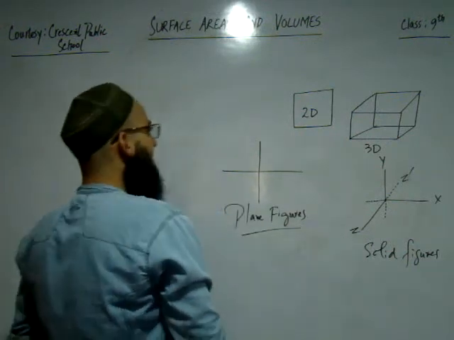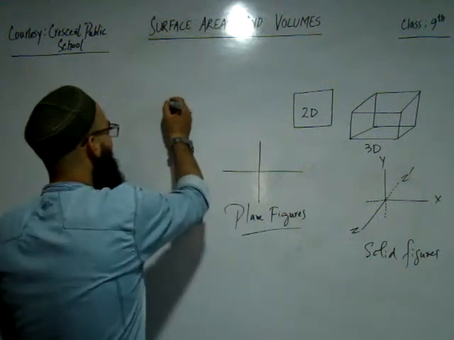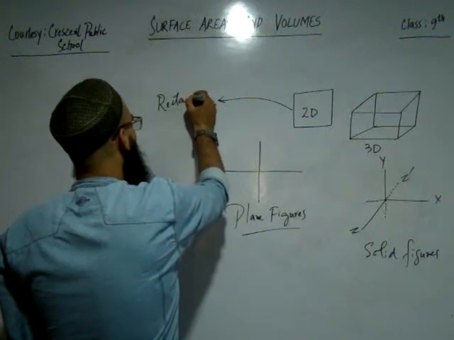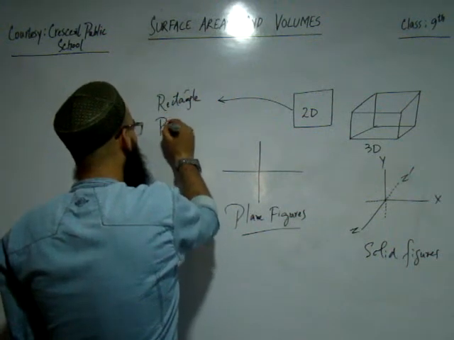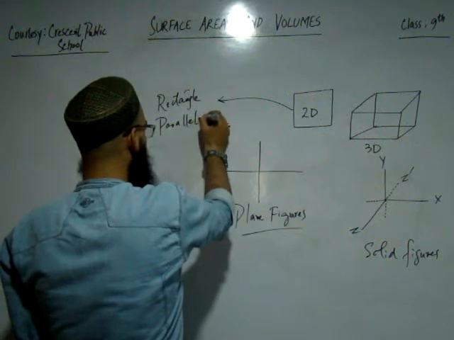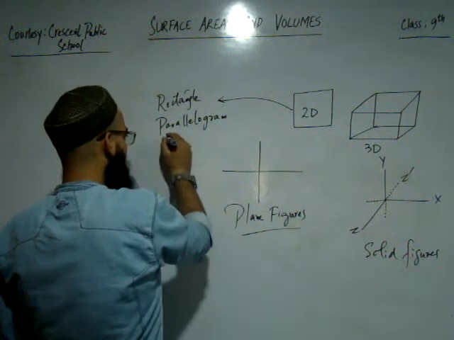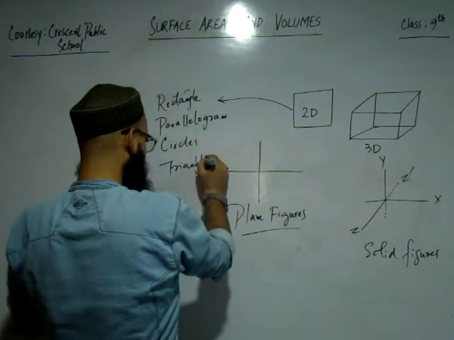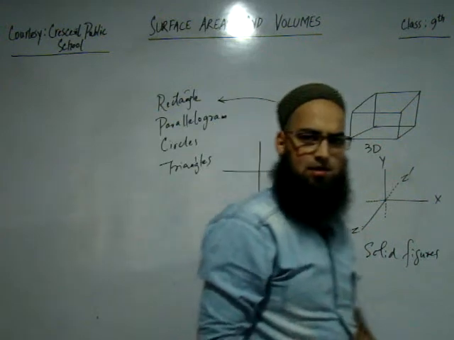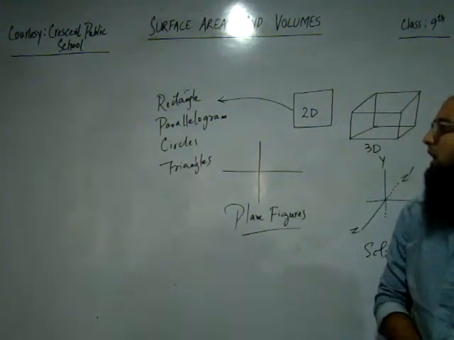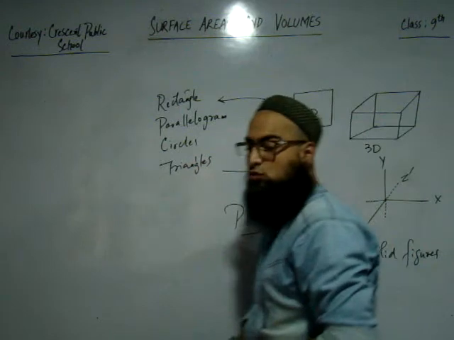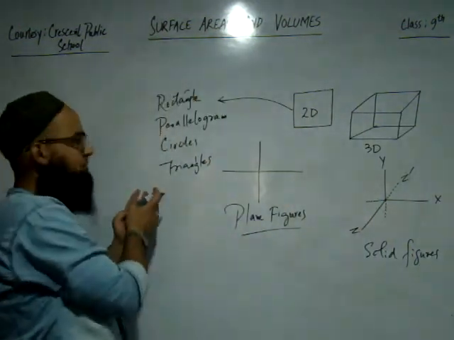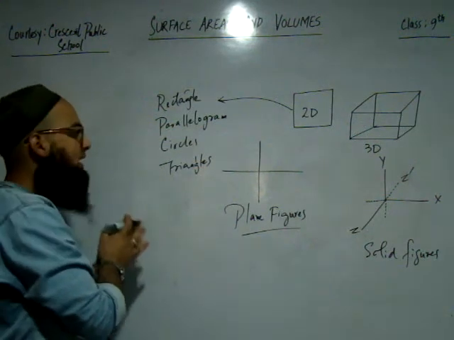Now, when you look at the two-dimensional figures, we have rectangle, for example, parallelogram, we have, for example, circles, we have triangles. These are all two-dimensional figures. Similarly, we have trapeziums, we have rhombuses, and so on and so forth.